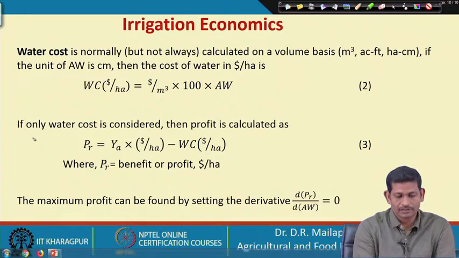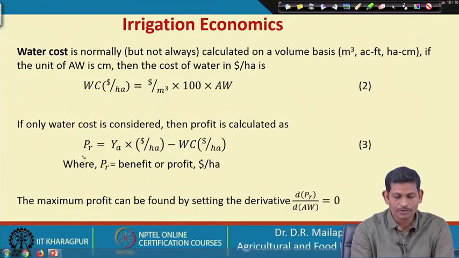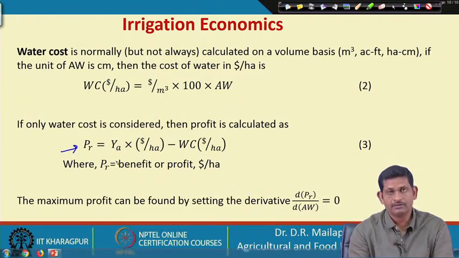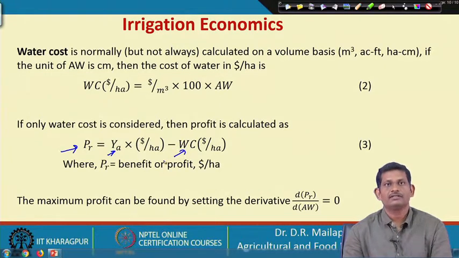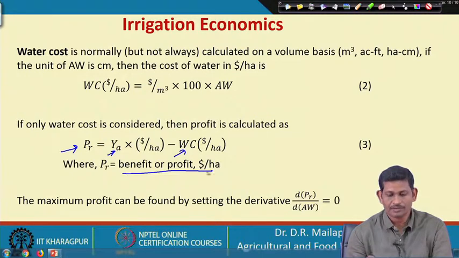If only water cost is considered, then profit is calculated as, generally, production value minus water cost. So, that is the profit. During the season, once you get the yield and the resale value of the yield, the value of the yield minus the cost of water will give the profit, if you are considering only water as the cost, and Pr is the benefit or profit in dollars per hectare.